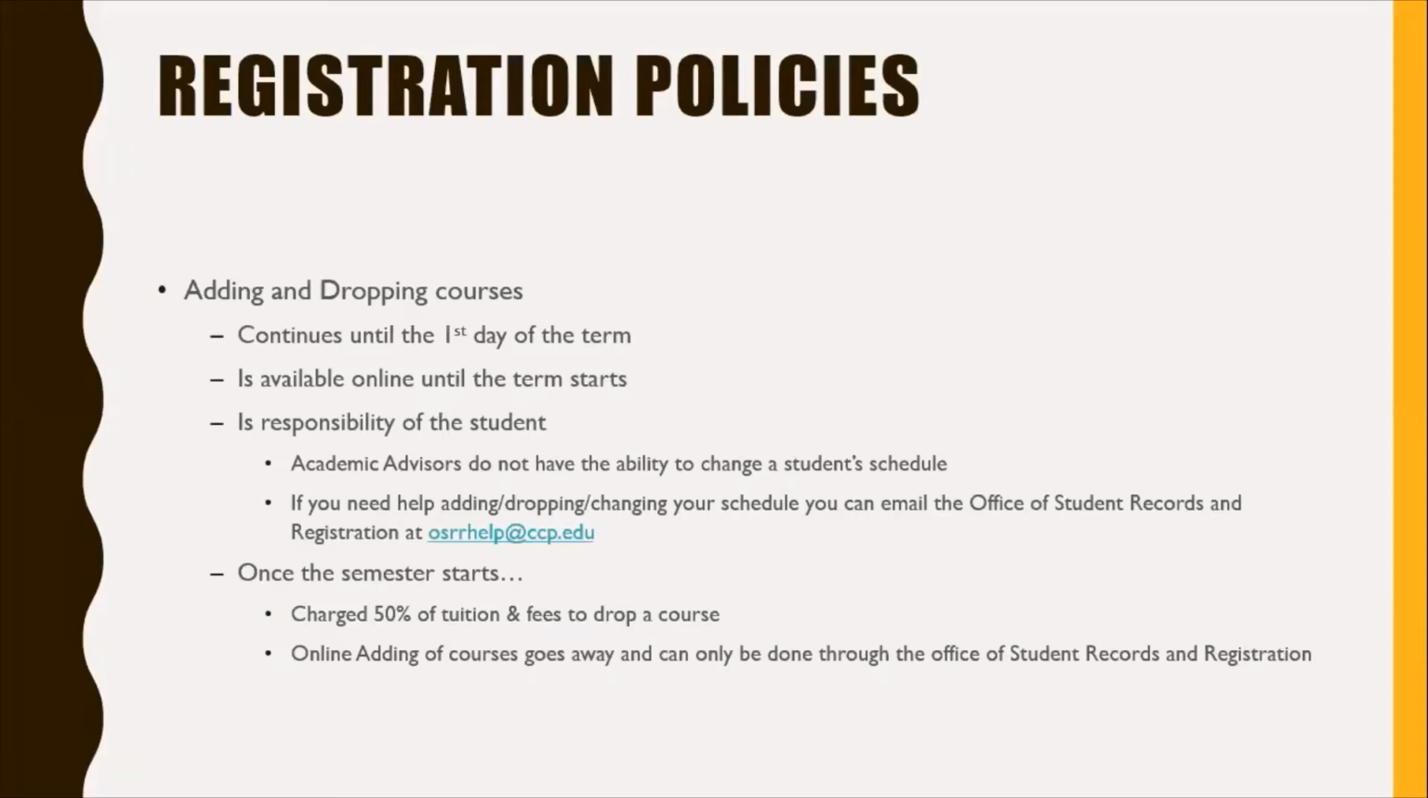So once again, you can add or drop courses as you need to online up until the first day of the term. It is the responsibility of a student to add or drop their courses. Academic advisors do not have the ability to do so. Once the term begins, if you drop a course, you will be charged 50% of your tuition and fees. Also, if you need to add a course, you can no longer do that on your own online, and you will need to add a course with the assistance of the Office of Student Records and Registration. And you can reach that office at osrrhelp@ccp.edu.